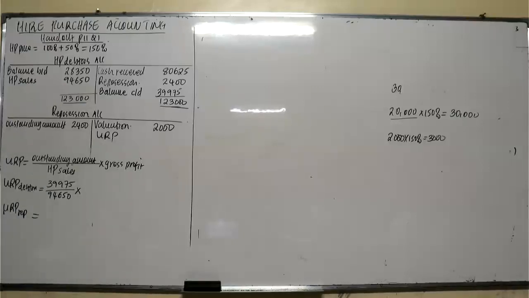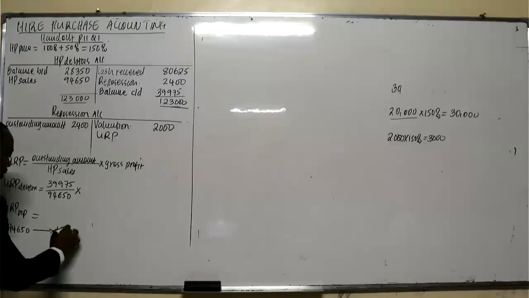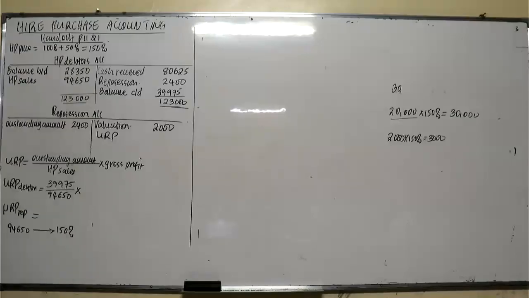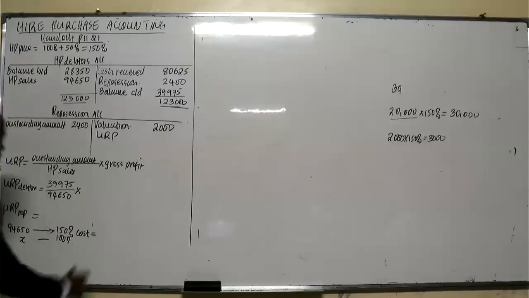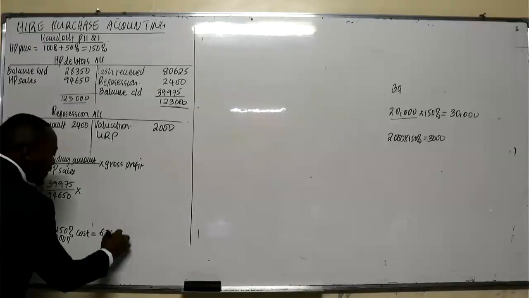It's very simple. This is how you argue. This was the hire purchase sales: 94,650 was the sales, which is equivalent to 150% because the hire purchase price was 150. What about 100%? So that now we get the cost. How much was the original cost? 63,100, yeah, that was the cost of the goods.